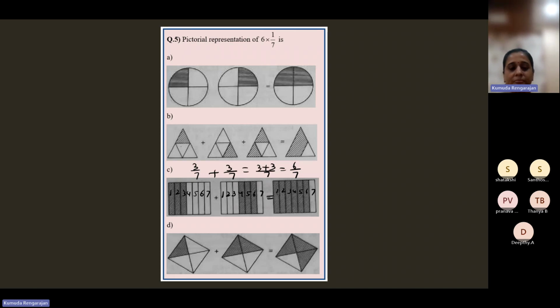In the answer, can you see the equal to sign? The first figure represents 3/7, plus the second figure also represents 3/7. The answer figure should represent 6/7 because 3/7 + 3/7 is (3 + 3)/7, which is 6/7, and it is 6/7. And what is 6/7? 6/7 can be interpreted as 6 × 1/7, because 6 × 1 is 6/7. So C is the correct option.